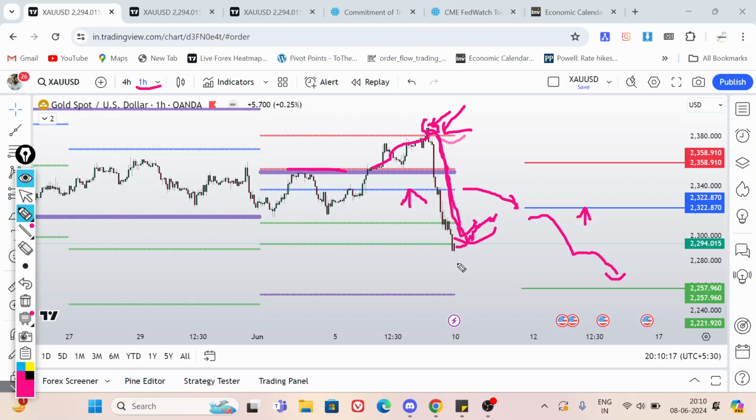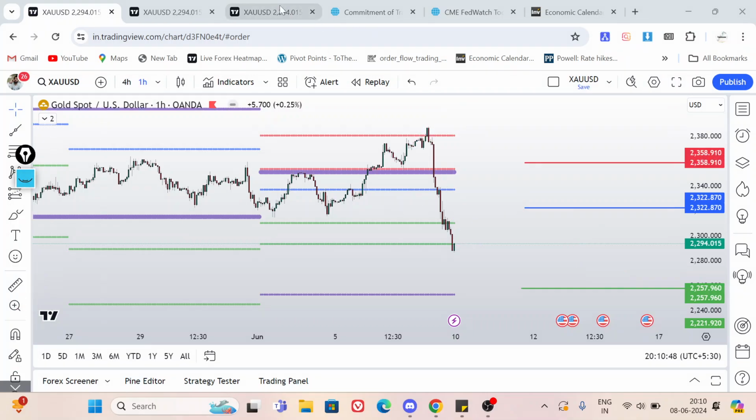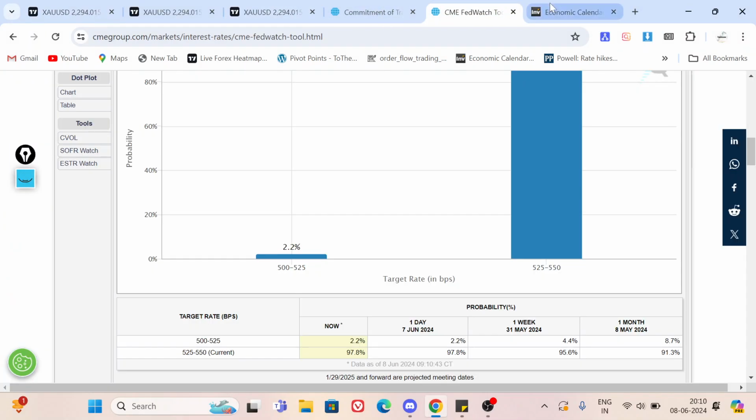So we can wait for some retracement near this level 2322, or if we see some rejection from here after the test, then we can look for selling opportunities only on this pivot placement. So overall the scenario is going in bearish favor, and we are going to look for sell opportunities only. And what are the data that we have to watch?